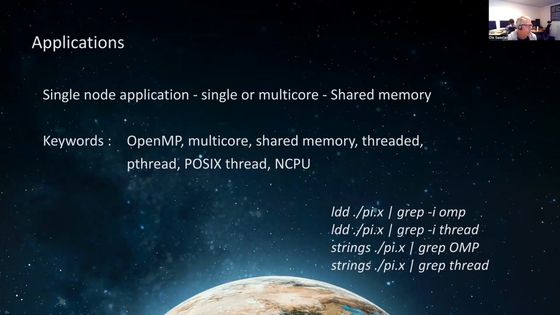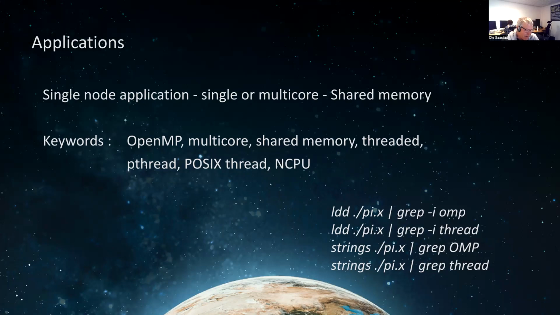So, applications. A single node application is single or multi-core shared memory. There are some keywords you can look up if you are downloading it from somewhere. It could have the keyword OpenMP. It could have the keyword multi-core, shared memory, threaded, pthread, POSIX thread, or NCPU. On the right-hand side, I give you some command lines that you could try to test what kind of application you have. This ldd is a magic function. It lists out some libraries, etc. And you can grep for either OMP or thread or whatever.